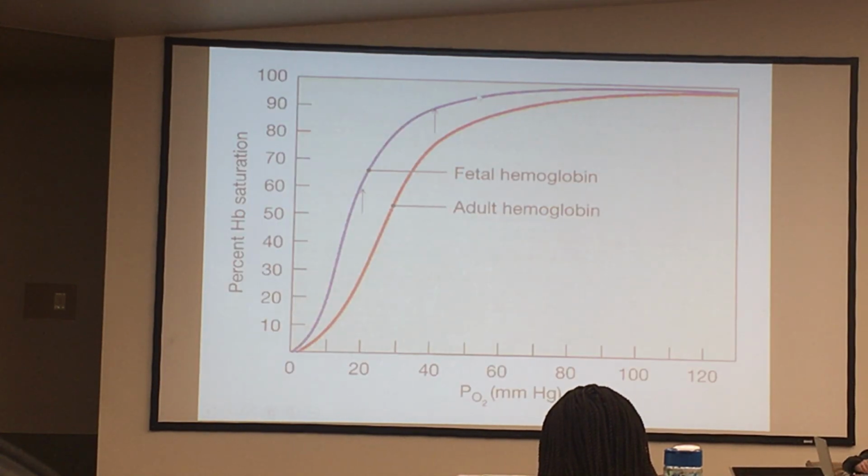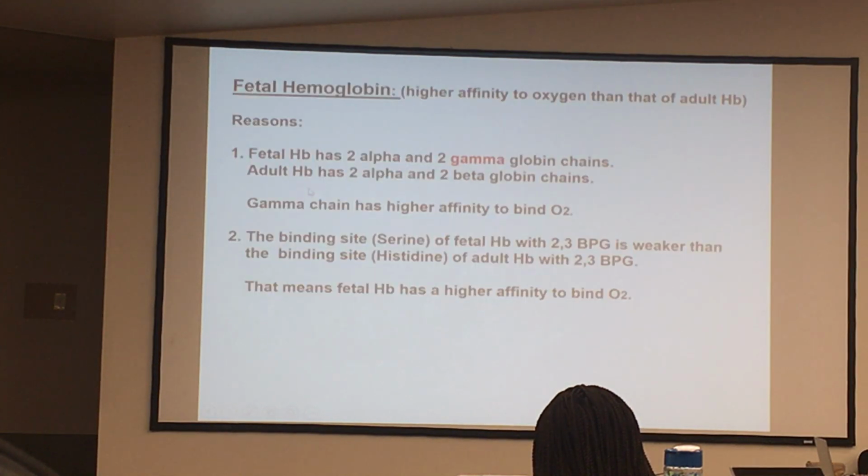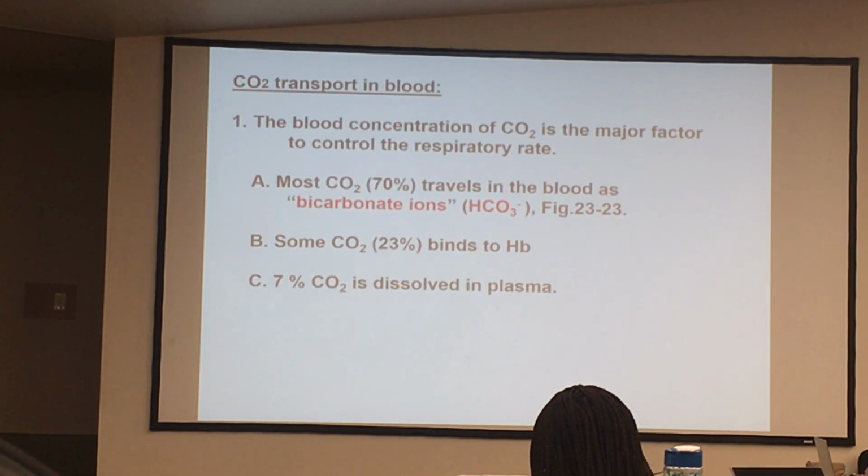So when we see these two, for the fetus we start from these two arrows. And for the adult you have to start from 100 and go down to 40. So the tiny range from 100 down to 75 is for the adult, and for the fetus from 90 down to 60. That's the one. Okay. Now how about CO2 transport?